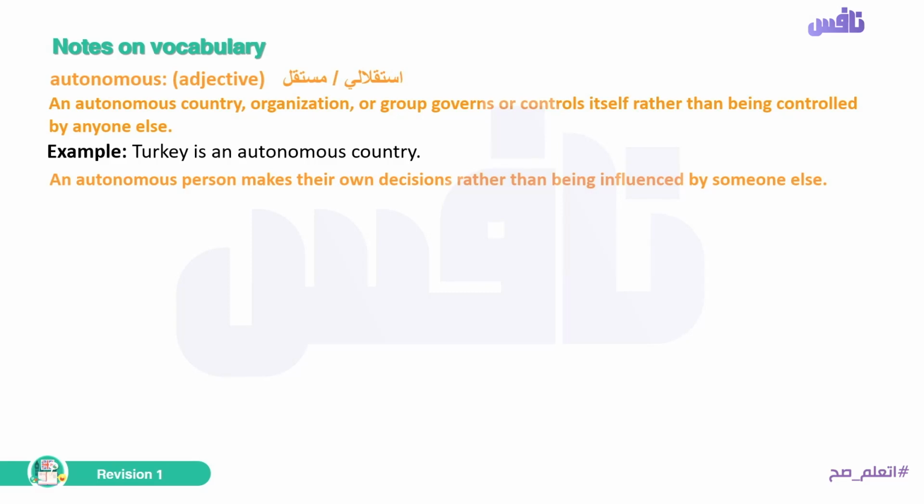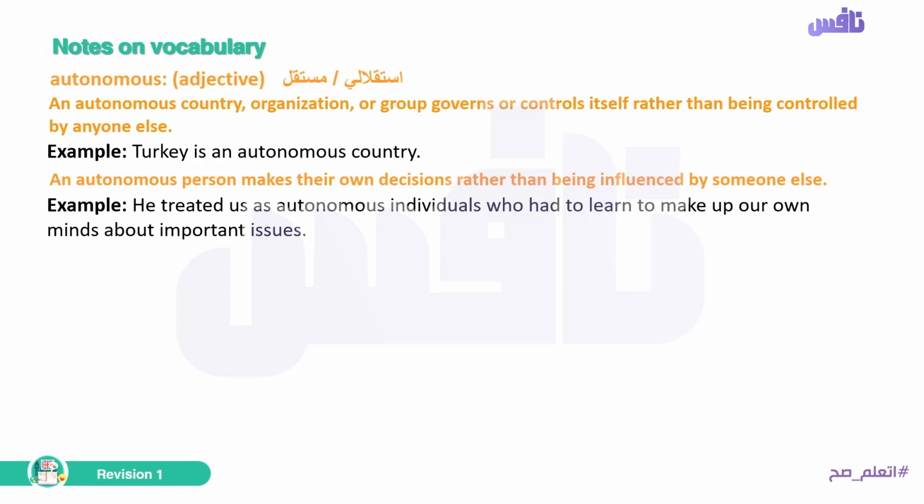An autonomous person makes their own decisions rather than being influenced by someone else. شخص مستقل يعني لا يتلقى قرارات من آخرين، قراراته نابعة من ذاته. هذا بنقول عليه autonomous person. في الإكزامبل بيقول لنا he treated us as autonomous individuals. عاملنا كأفراد مستقلين who had to learn to make up our own minds about important issues.